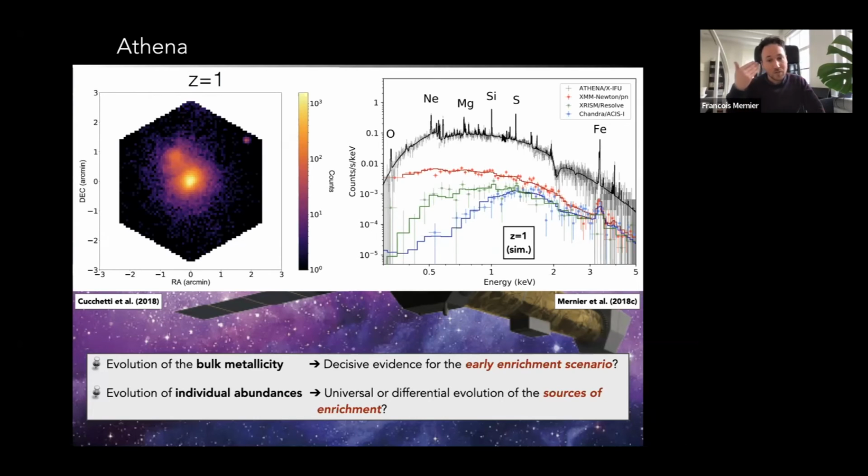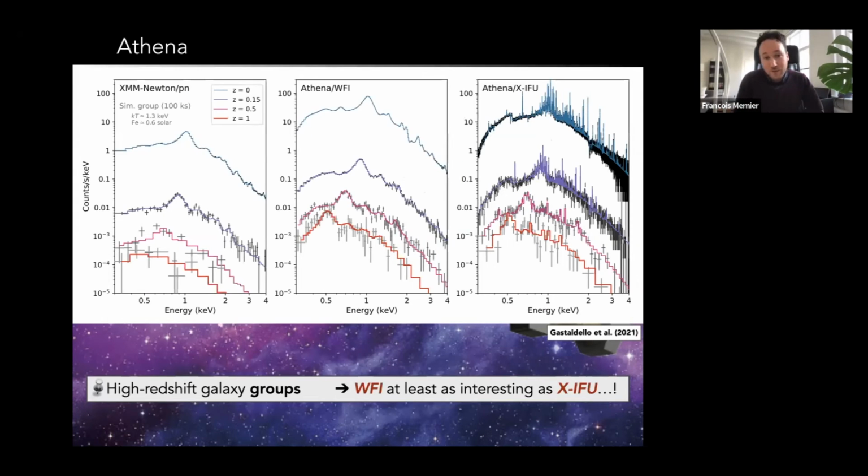So you can not only look at the evolution of global metallicity of iron, but you will also be able to look at the evolution of oxygen, neon, magnesium, etc., and really trace back whether the evolution of these different sources of enrichment was universal, really happened at the same time, or whether there's a sort of differential evolution here.